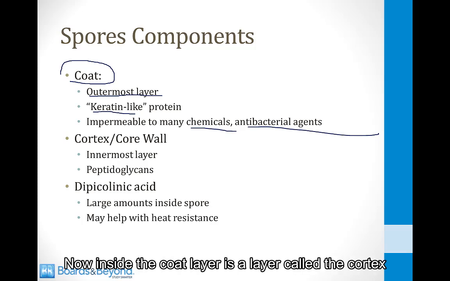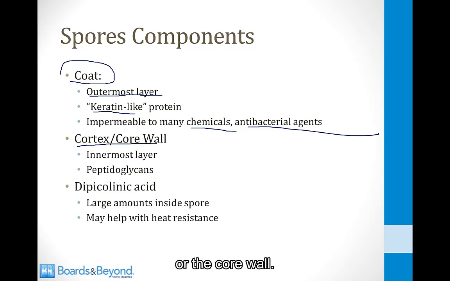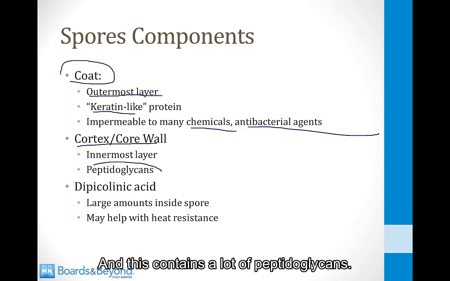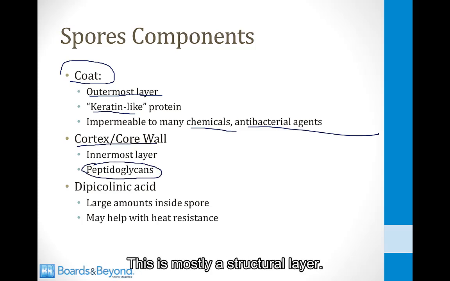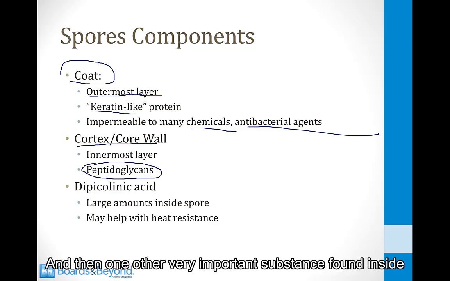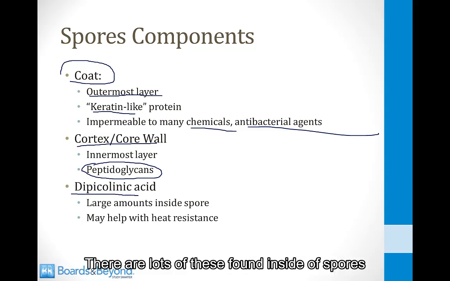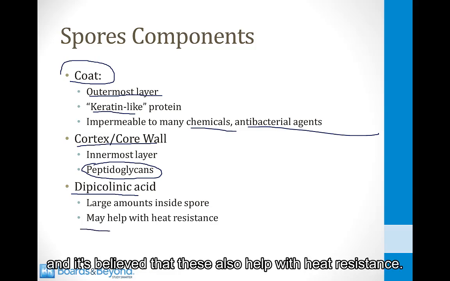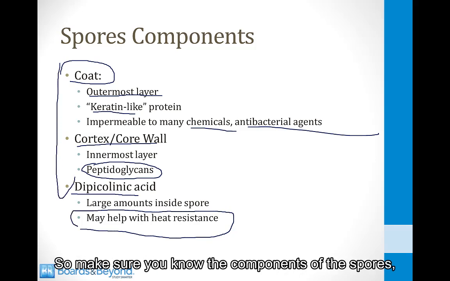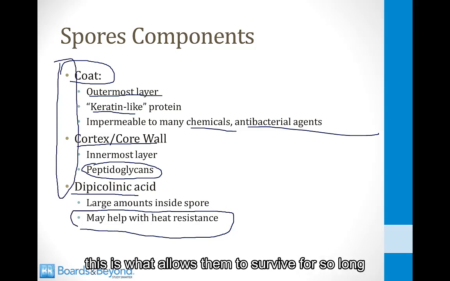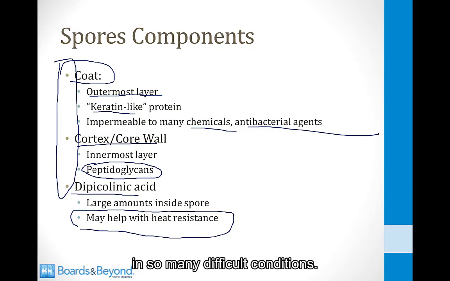Now, inside the coat layer is a layer called the cortex or the core wall, and this contains a lot of peptidoglycans. This is mostly a structural layer. And then one other very important substance found inside the spore is a molecule called dipicolinic acid. There are lots of these found inside of spores, and it's believed that these also help with heat resistance. So make sure you know the components of the spores. This is what allows them to survive for so long in so many difficult conditions.